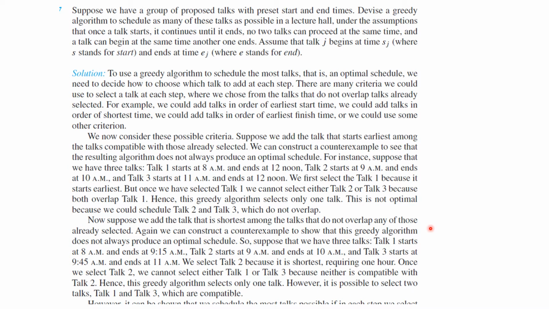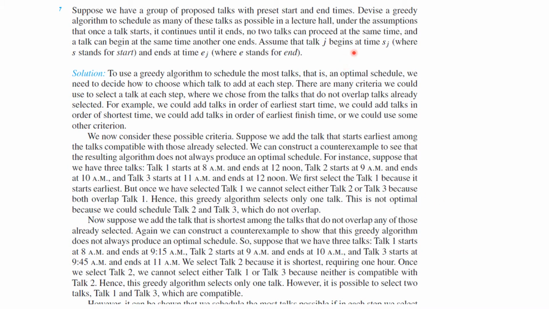Now, suppose we add the talk that is shortest among the talks that do not overlap. Again, we can find a counterexample to show that this does not always produce an optimal schedule. So suppose that we have 3 talks. Talk 1 starts at 8 a.m. and ends at 9:15. Talk 2 starts at 9 a.m. and ends at 10 a.m. and talk 3 starts at 9:45 and ends at 11 a.m. We can select talk 2 because it's shortest, requiring 1 hour. But once we select talk 2, we cannot select either talk 1 or talk 3 because neither is compatible with talk 2. Hence, this greedy algorithm selects only one talk. However, it is possible to select 2 talks, talk 1 and talk 3, which are compatible. So you see, we've got counterexamples to those.